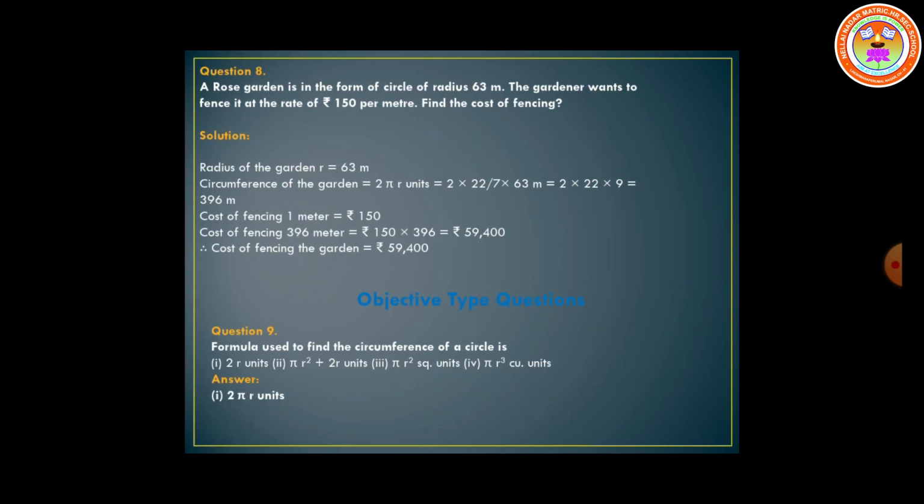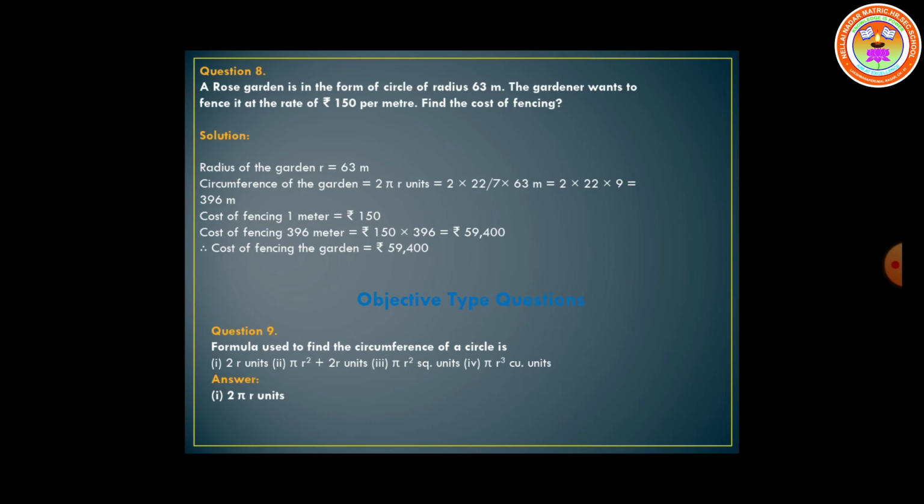Next question, question number 8. A rose garden is in the form of a circle of radius 63 meter. The gardener wants to fence it at the rate of rupees 150 per meter. Find the cost of fencing. This is what is given in this problem. The garden's shape is a circle, and the gardener wants to fence the garden. The cost of fencing for 1 meter is rupees 150. We have to find the cost of fencing the garden.